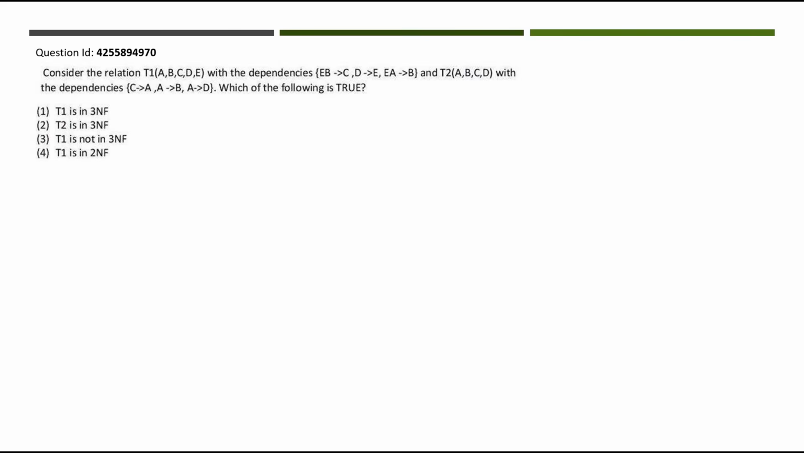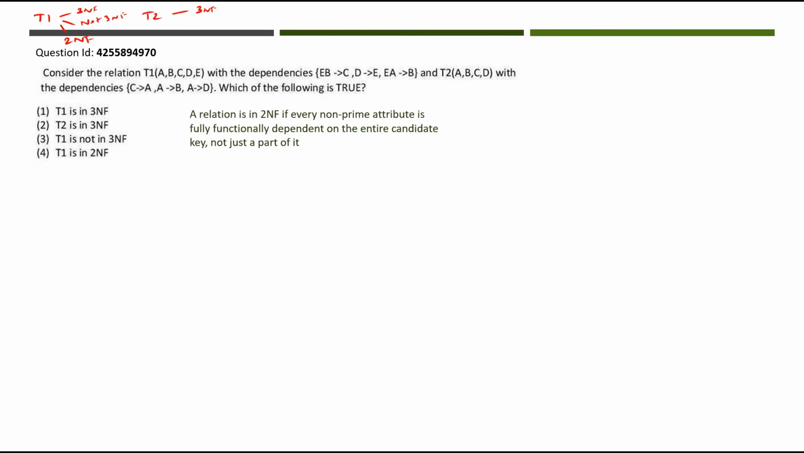Next question. Consider the relation T1 with dependencies and T2 with dependencies. Which of the following is true? T1 is in 3NF, T2 is in 3NF. So they are asking whether it is in 3NF and this one is in 3NF. T1 is not in 3NF, T1 is in 2NF. So let's first understand what is 2NF and 3NF.